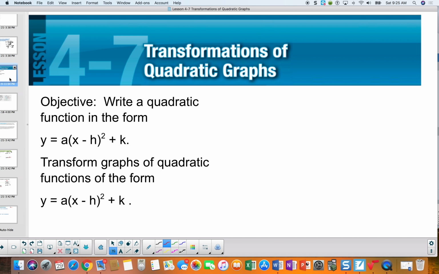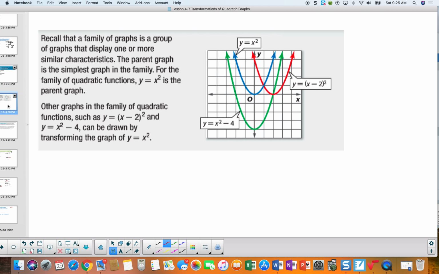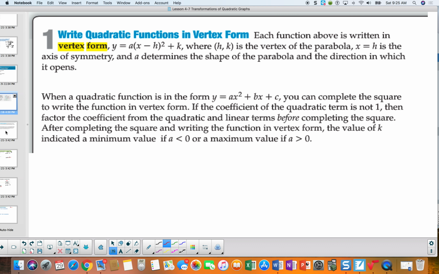Lesson 4-7, transformations of quadratic graphs. Write a quadratic function in the form y equals a quantity x minus h squared plus k. Let's take a look at the parent function y equals x squared. In the past, we've talked about a translation of the parent function. X minus 2 is a movement of 2 units to the right. X squared minus 4 is a translation of 4 units down. We'll now be looking at dilations as well.